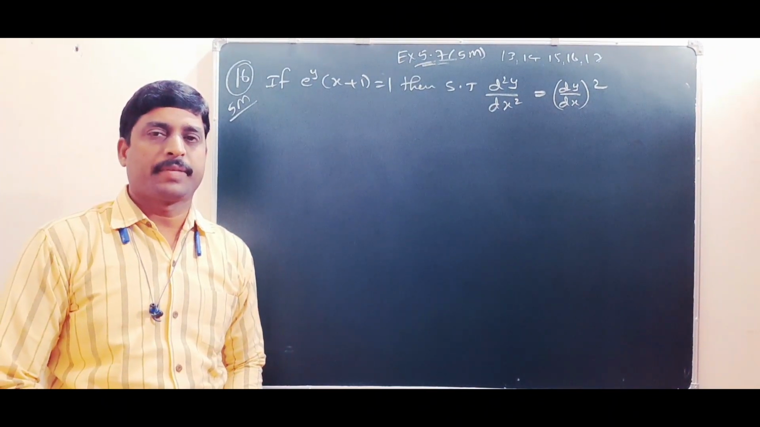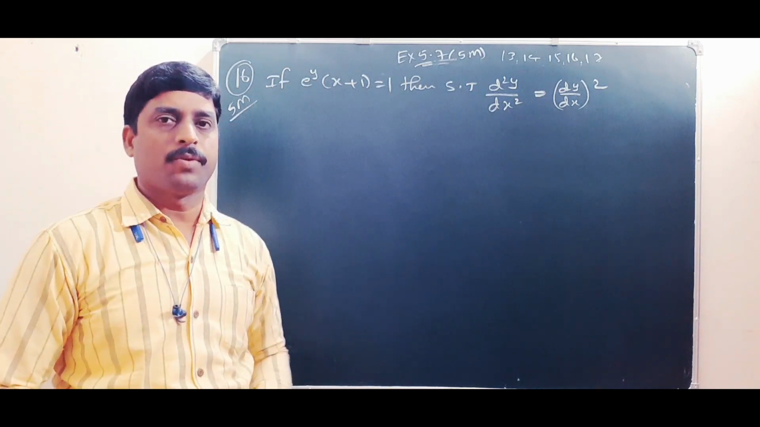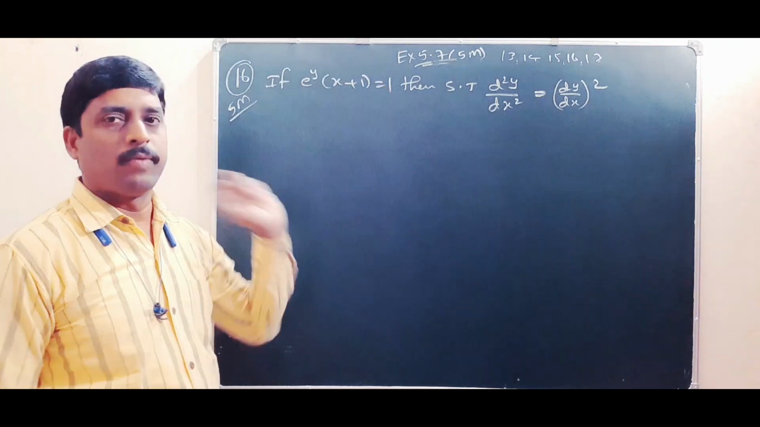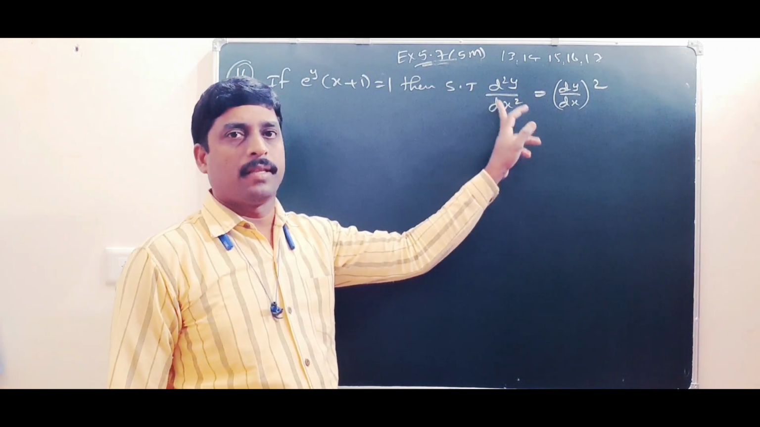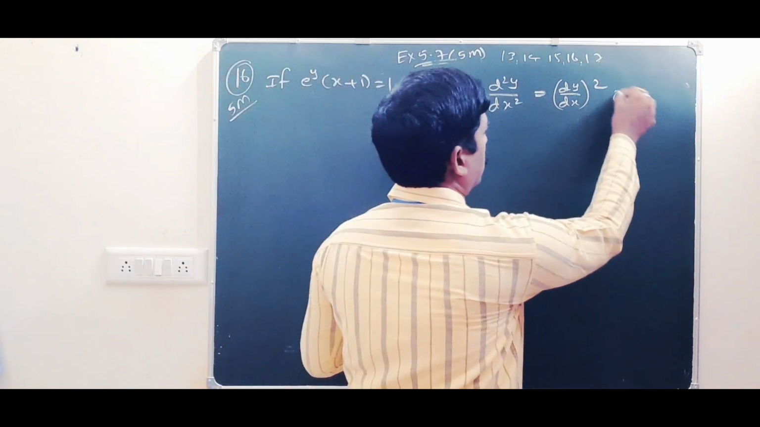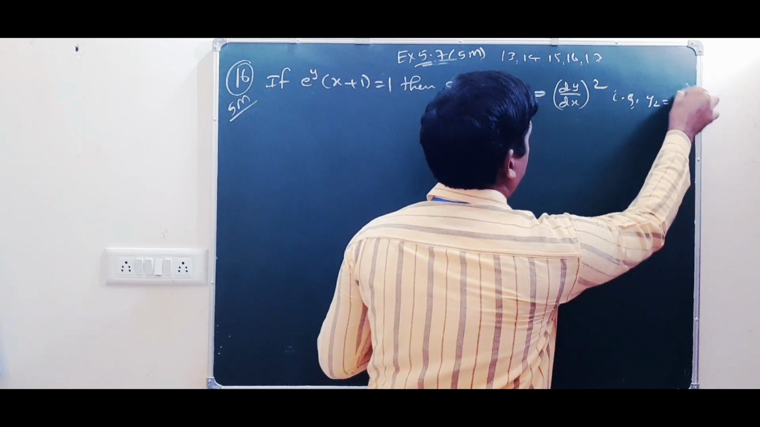Okay, let us go to the next problem. This is from 5.7, question number 16, for 5 marks, most important. e to the power y into (x plus 1) is equal to 1, given. Then show that d square y by dx square, that is y2, is equal to y1 whole square.